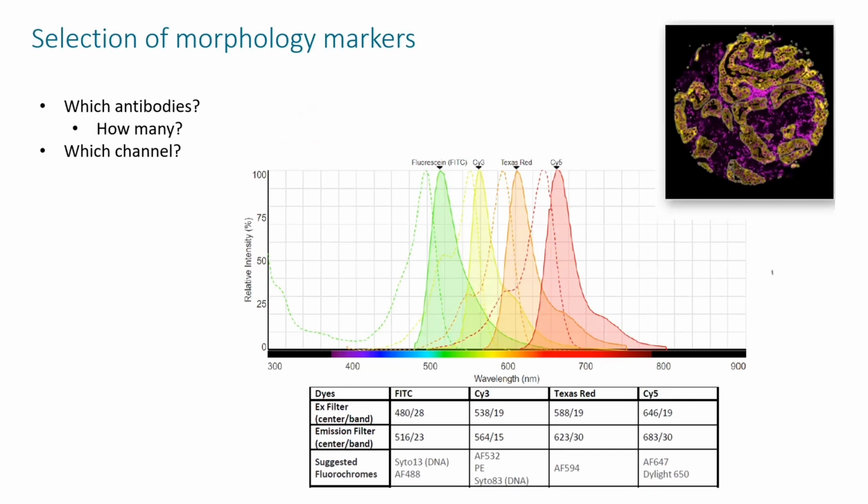Then you need to select your morphology markers. As I said, you can have up to 4 different markers, one of them usually being a nuclear stain. So 3 markers for individual cell types. But they need to be in different channels with different fluorescent signals. So you also need to be able to find the right markers. And usually people have optimized this on their own.